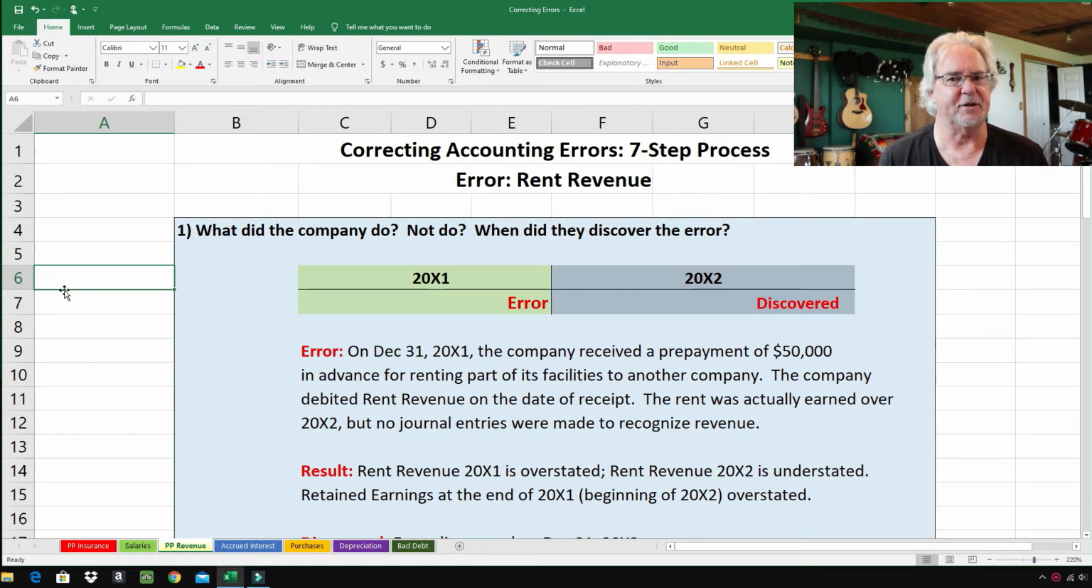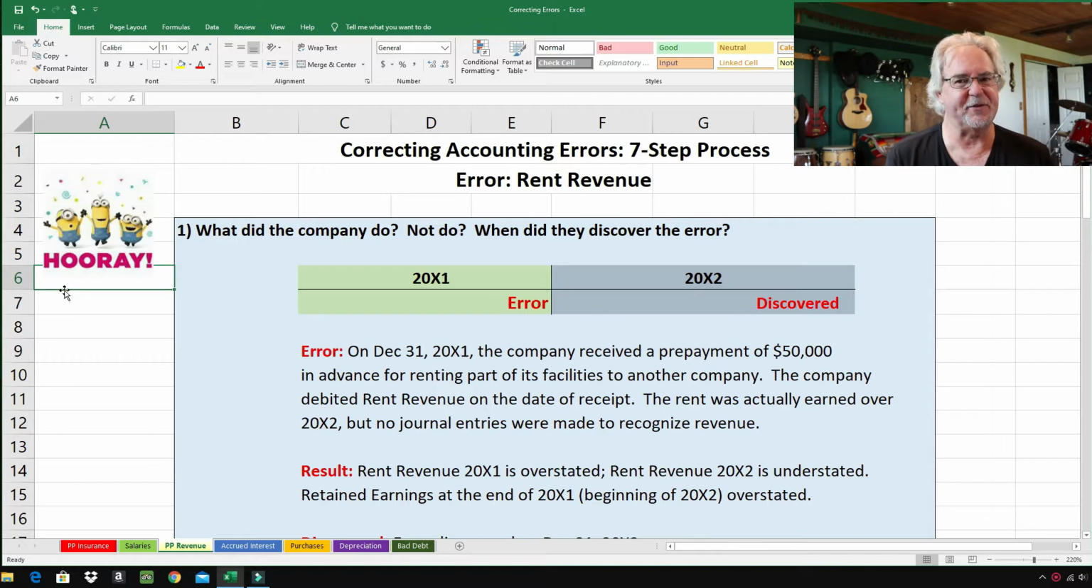Today's lesson is intermediate accounting. It's fixing accounting errors, which can be tricky. I've had a lot of practice doing it. I've made a lot of mistakes, and I've fixed mistakes by other people. And it's kind of fun. You have to be a detective. So today's lesson is about rent revenue. Rent revenue was improperly recorded. It was recorded in the wrong year. So we've got to fix the books.